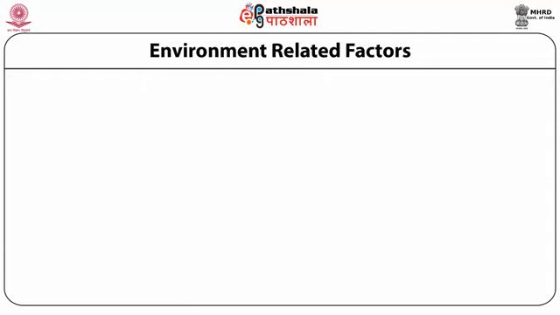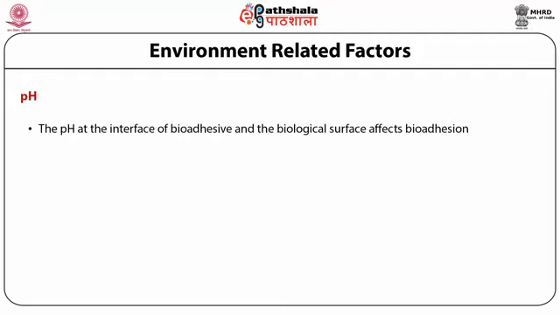The next set of factors which would influence the mucoadhesion of any drug delivery system are the environmental related factors. Amongst them, the primary one is the pH. The pH at the interface of the bioadhesive and the biological surface affects the bioadhesion or mucoadhesion, especially in case of the bioadhesive systems or polymers with ionizable groups.